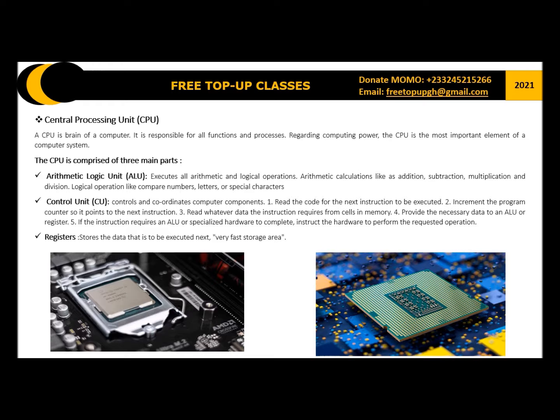So whatever you are doing, the CU is coordinating it. And the arithmetic calculations that you use your PC or your phone to do, the ALU is doing that. And the registers are the storage. It stores the data that is to be executed next. A very fast storage area. It stores any data that is going on. So these are the three main parts of the CPU, the computer brain.